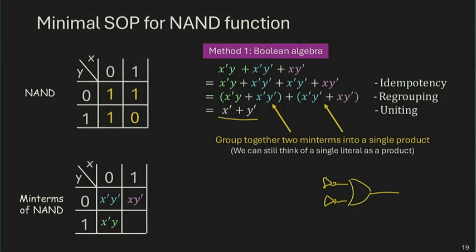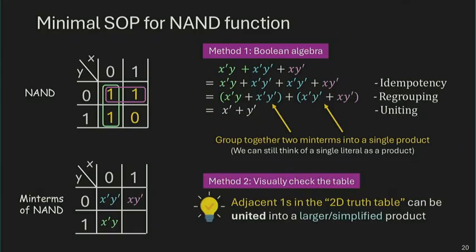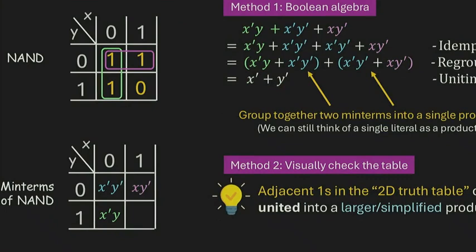You can solve the minimization problem from the Boolean algebra perspective. There's a second method, which is to visually check the relationship of those min terms in this two-dimensional truth table. I'm representing each min term as their product term, x prime y prime, x prime y, x y prime. And as it turns out, these terms that can be combined sit at adjacent cells. So x prime y prime and x prime y can be combined into x prime. These two can be combined into y prime.